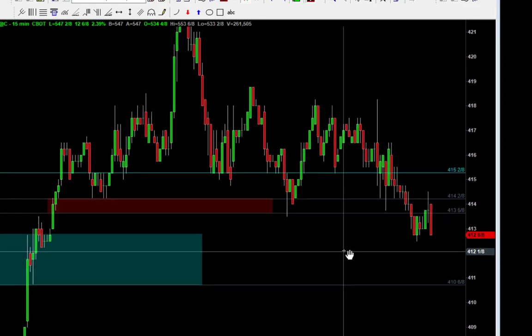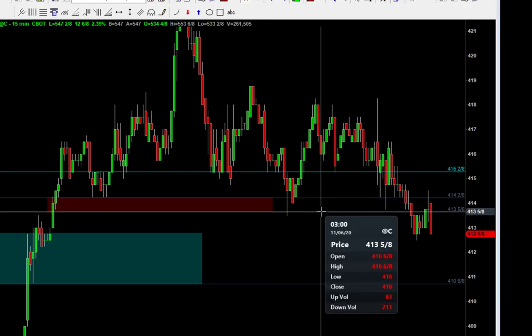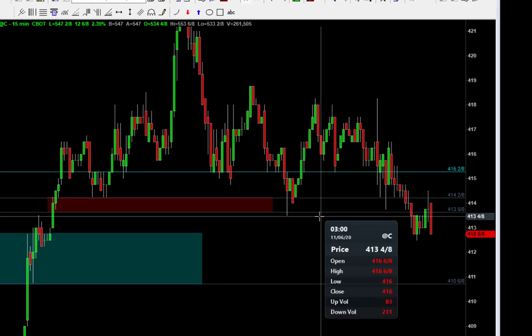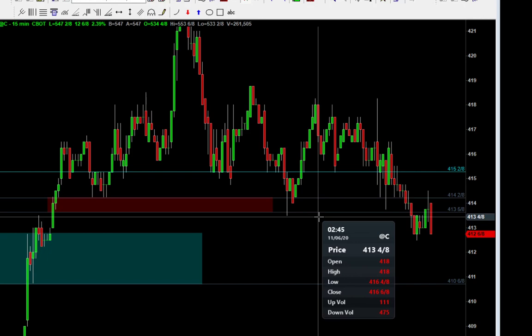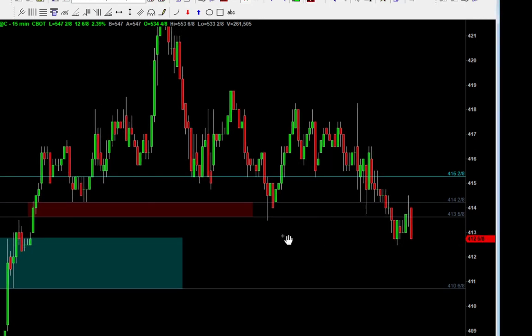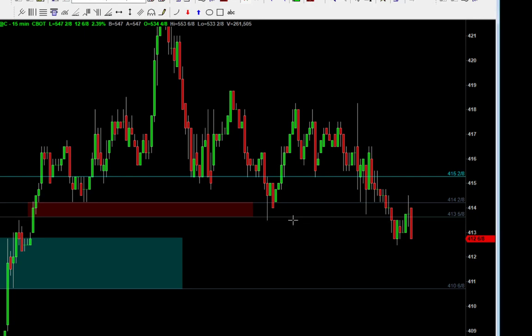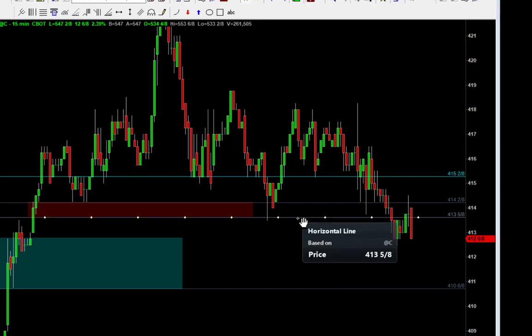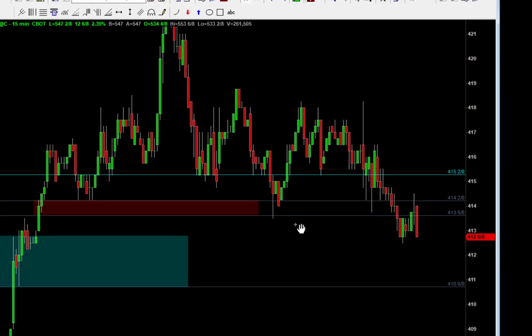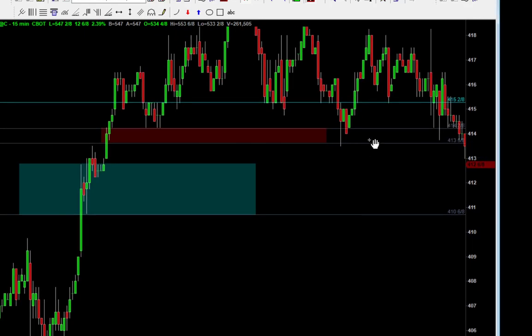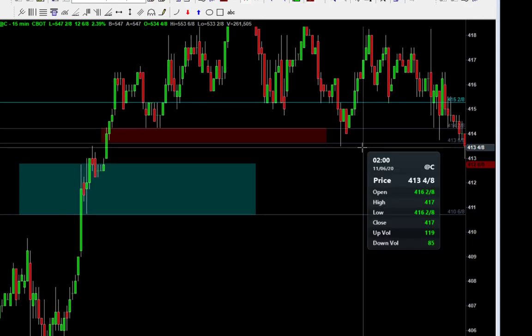So we found our zone, right? That worked great. I'm really surprised that it did not work. How did it? So this time it broke the distal line, right? It broke the distal line and dipped into here.